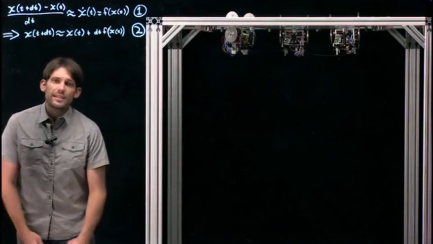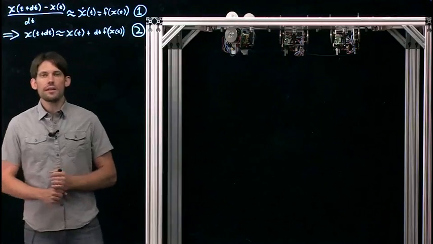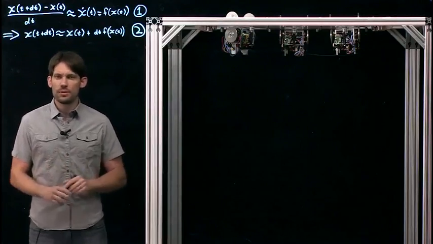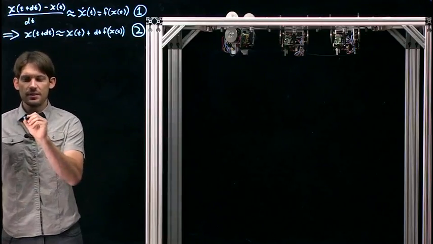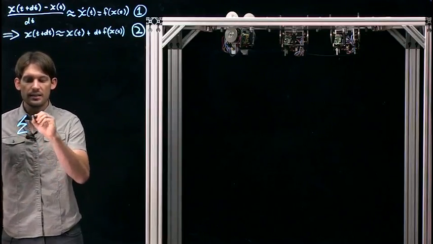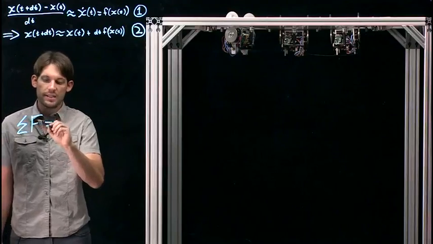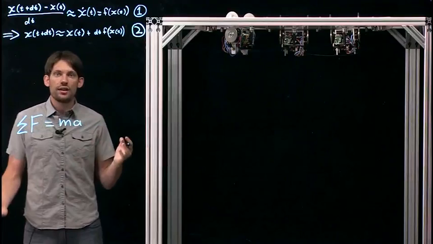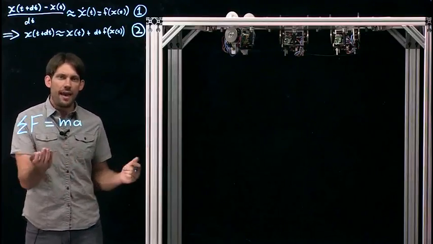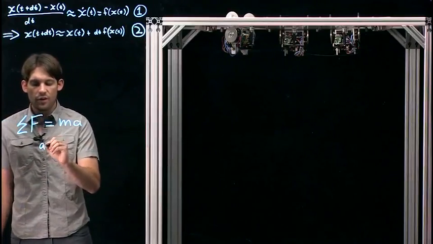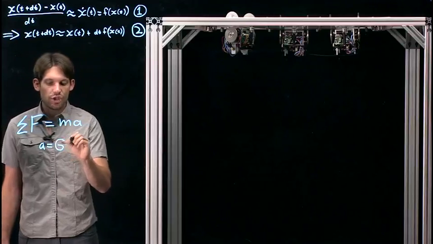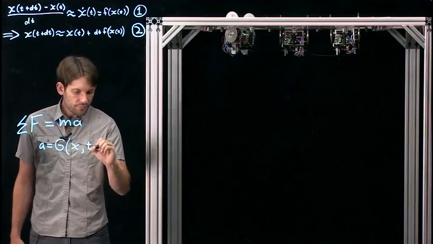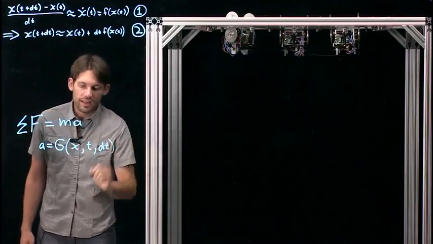So in discrete mechanics, what we do is instead of numerically approximating derivatives, we actually numerically approximate physical principles. So in mechanical systems, the physical principle we all know is Newton's equation. Sum of the forces is equal to mass times acceleration. Now what if we had some function that could give us an approximation to A? Let's just say we have some function g. A is equal to some g that's a function of state, time, and time step.